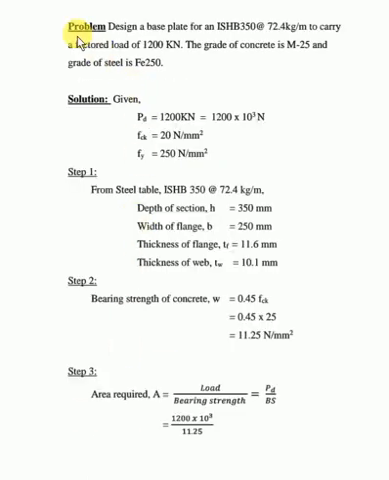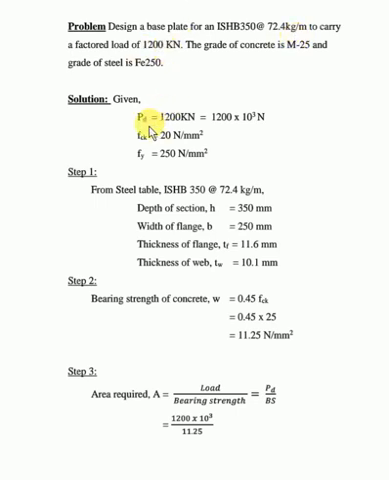Now let's see this with the help of a numerical. Design a base plate. It is clearly mentioned in the question to design a base plate for an ISHB 350 at the rate 72.4 kg per meter. This is the section which is given to us to carry a factored load of 1200 kilonewton.